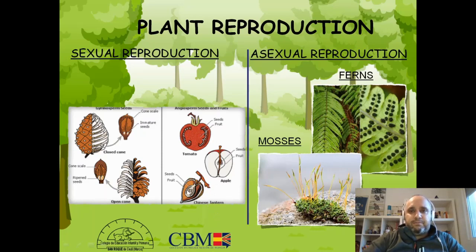stay in the soil. On the other hand, here on the right, asexual reproduction. As we said, ferns and mosses reproduce by using spores. Here you can see the spores in these leaves of the fern.